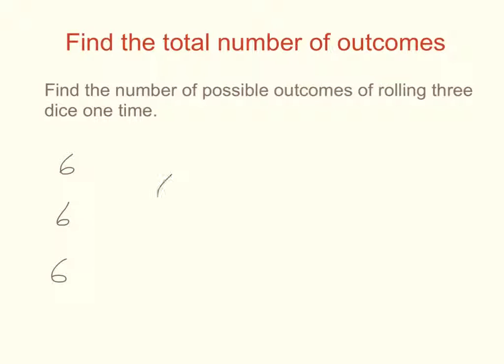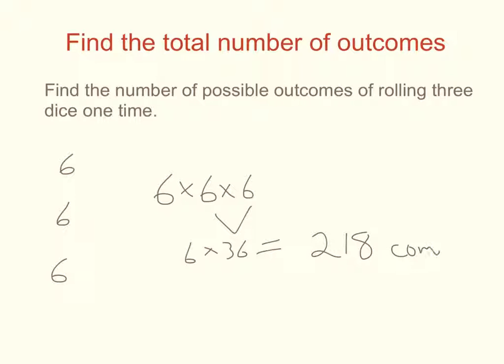Now I know from what I did earlier, I'm just going to multiply those together. And when I do that, I get 36 here times 6, and that is 218. So there would be 218 combos for that.